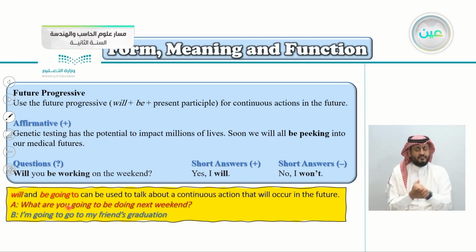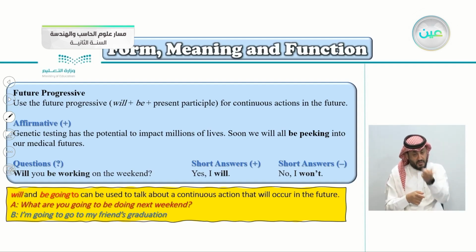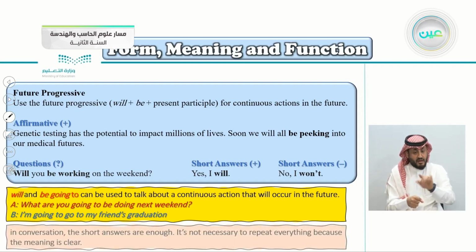What are you going to be doing next weekend? I'm going to go to my friend's graduation. So we didn't use will here, we used be going to. I am here, this is be, am. I'm going to go to my friend's graduation. So here I'm talking about a continuous action that will happen in the future.